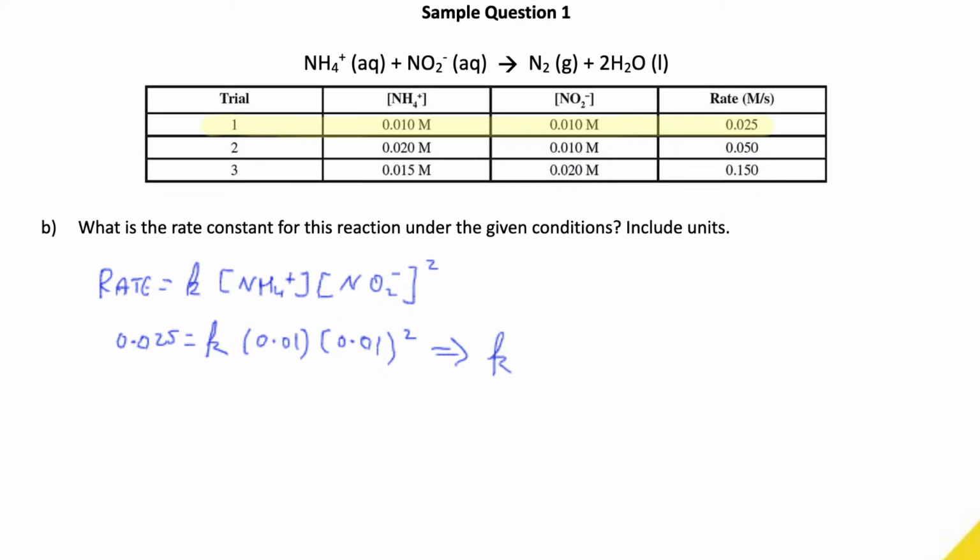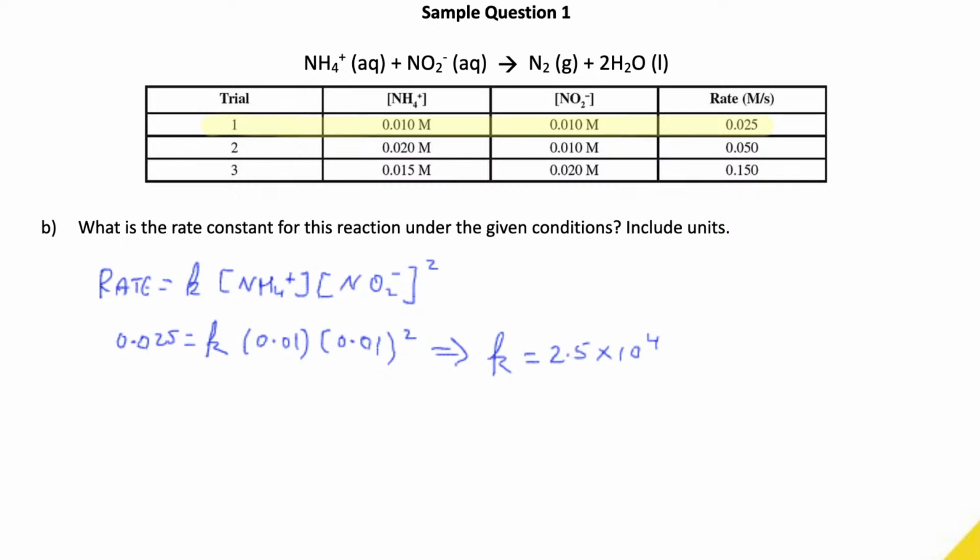So 0.025 divided by 0.01 divided by 0.01 squared equals, and now I get a k of 2.5 times 10 to the 4. Okay, so numerically, that's what I have.